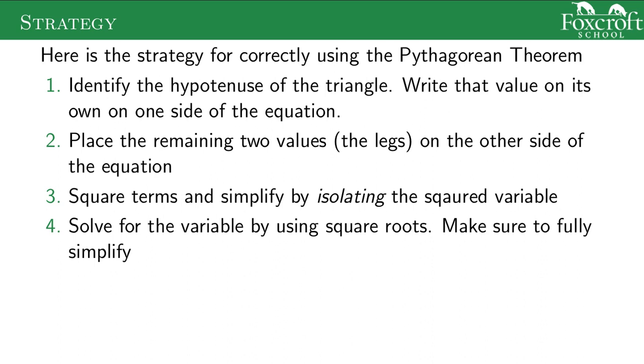So here's the general strategy for using the Pythagorean theorem. The most important thing is to identify the hypotenuse of the right triangle. And why is that? Because the hypotenuse is that c, the one that goes by itself on one side of the equation. And then the remaining two values, the legs, are going to go on the other side of the equation. So the most common mistake that students make is putting the hypotenuse with one of the legs. Just make sure the hypotenuse is always by itself. Then you basically just solve for the thing that you're looking for using your square roots.